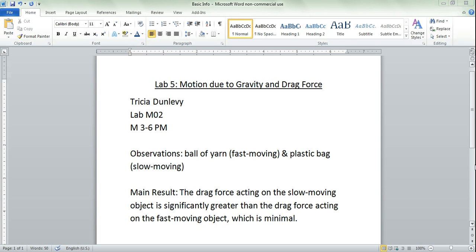This is Tricia Dunlevy. For my fifth lab, I observed the motion of a ball of yarn, as well as a plastic bag. The ball of yarn was a fast-moving object, the plastic bag was a slow-moving object. And I found that the drag force acting on the slow-moving object is significantly greater than the drag force acting on the fast-moving object, which is minimal.